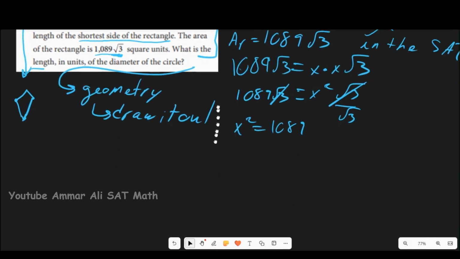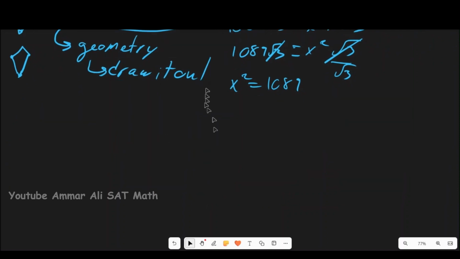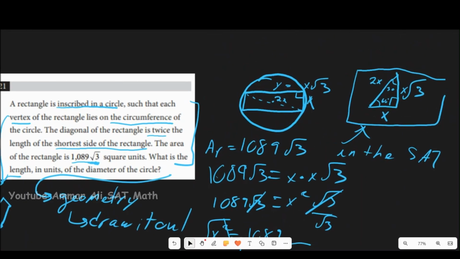Okay, so that's going to be annoying. We could most likely use our calculators, but I'm going to pretend I forgot my calculator at home, so I'm going to do it without one. So we know that we have to square root both sides, so x is equal to the square root of 1089, right?